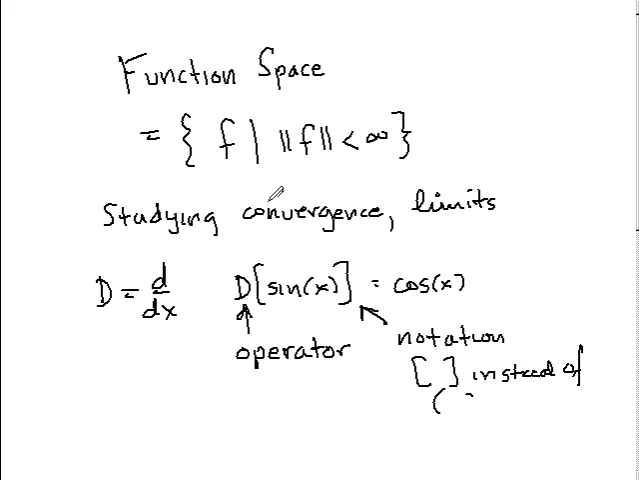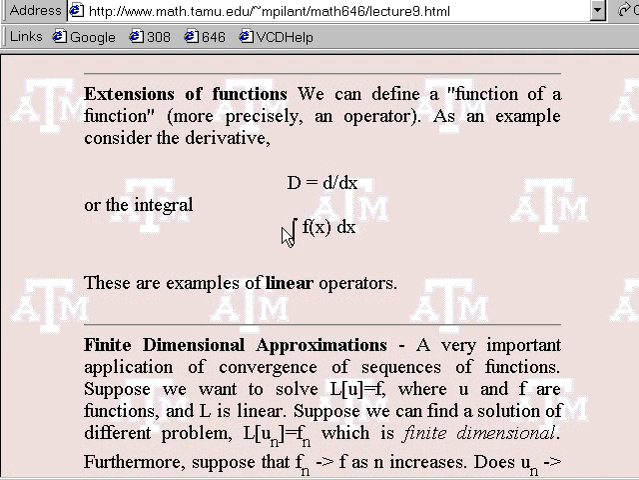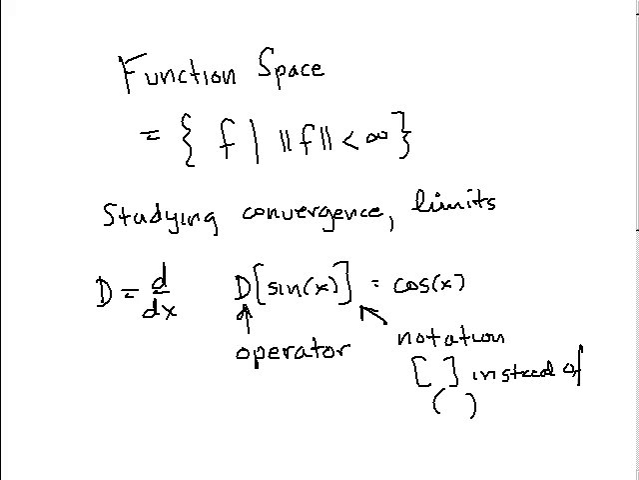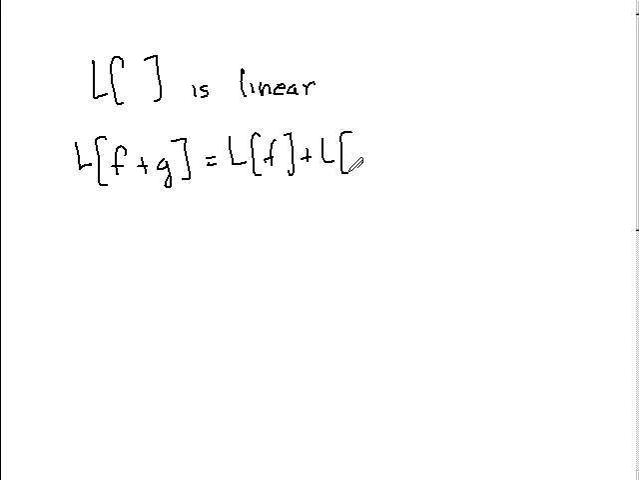So I use square brackets instead of curly brackets. Obviously, integration is another function. The integral of a function, or the antiderivative, is itself a function. And these are, in fact, examples of what are called linear operators, because when is a function linear? L is linear if it has exactly the properties you would think, namely, if I take L of the sum, that's the sum of the L's. And if I take L of a scalar constant times g, I get k times L of g.